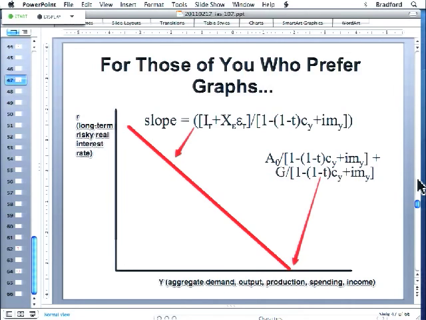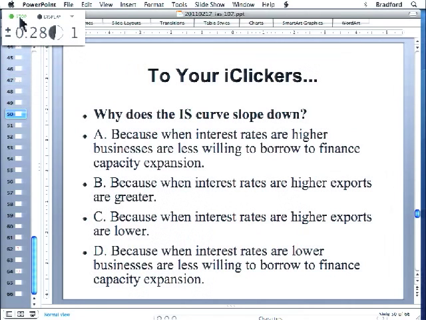When interest rates are higher, exports aren't greater, they're lower. Because when interest rates are higher, the value of the home currency is higher, home-produced goods look more expensive to foreigners and they buy fewer of them. And when interest rates are lower, businesses are more willing to borrow to finance capacity expansion. Money is really cheap. It's easy to get. You don't have to pay much back in interest for borrowing it. And so when interest rates are lower, businesses are willing to borrow and expand their investment purchases.